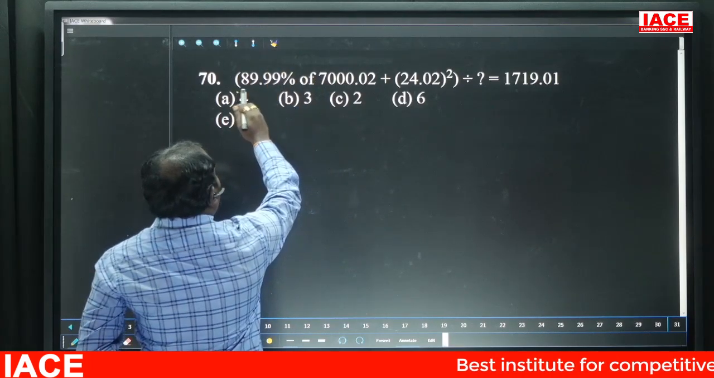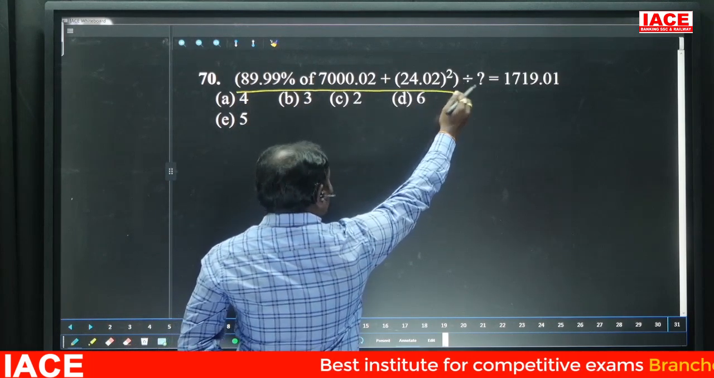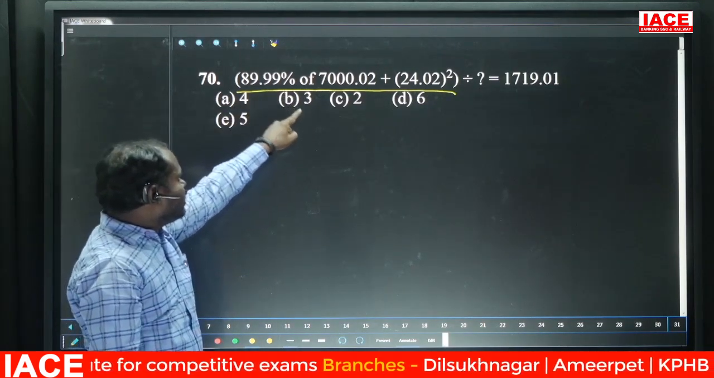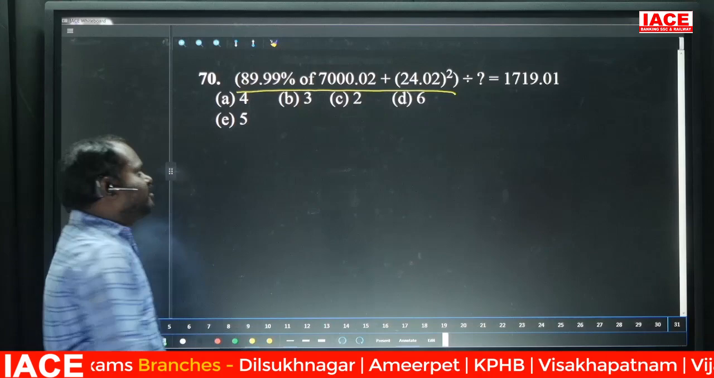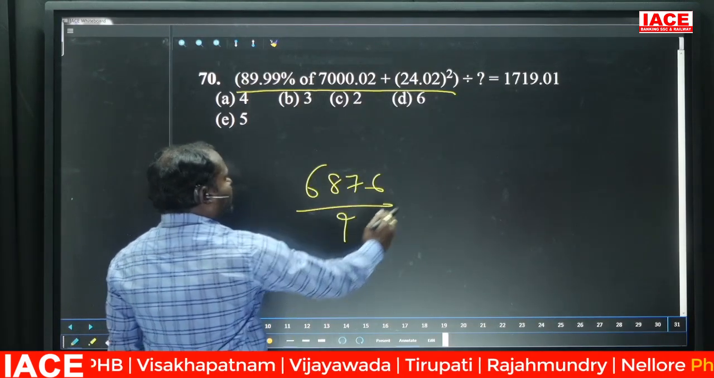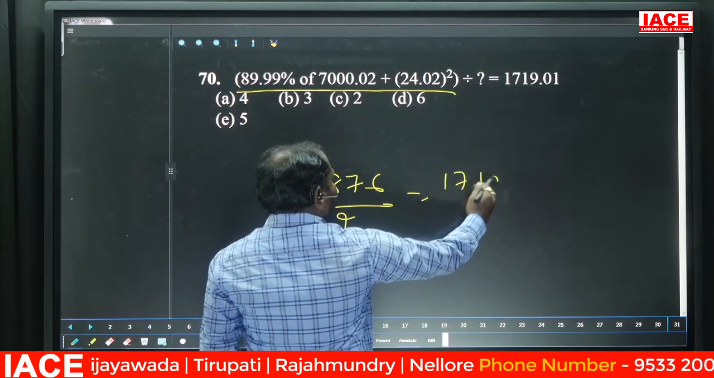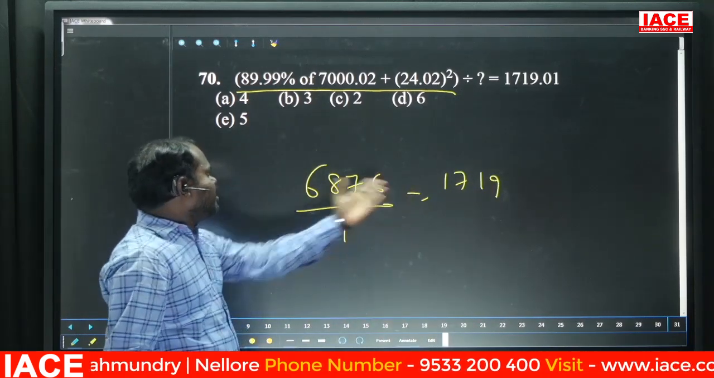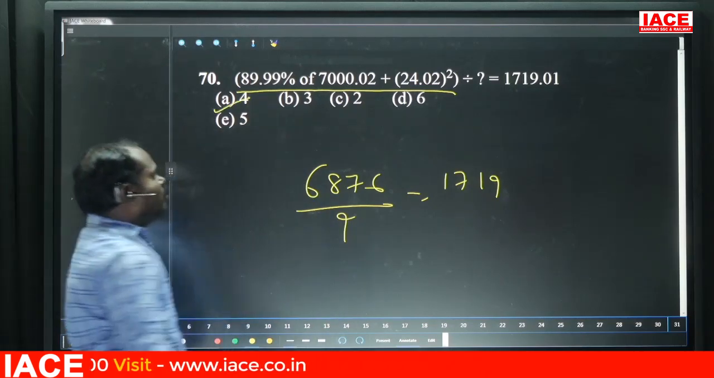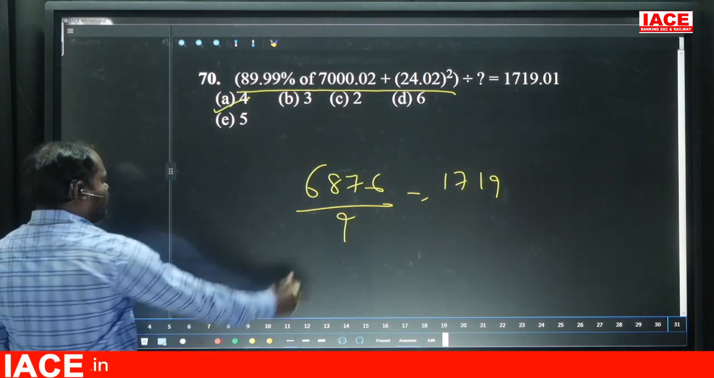Entirely it is in one bracket, divided by first preference bracket. So it is 6300 plus 576, 6876. 6876 by question mark equals 1719. We can take roughly also 1700 to 6800 mark. Obviously 4 times, so option A, 4 times. Next.